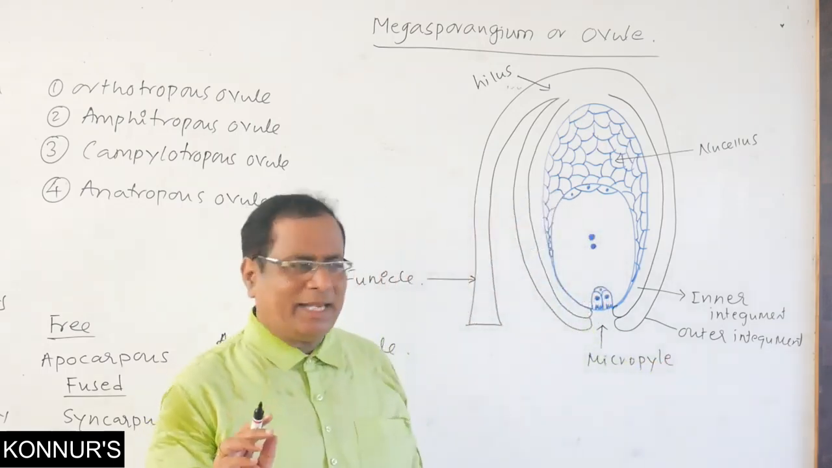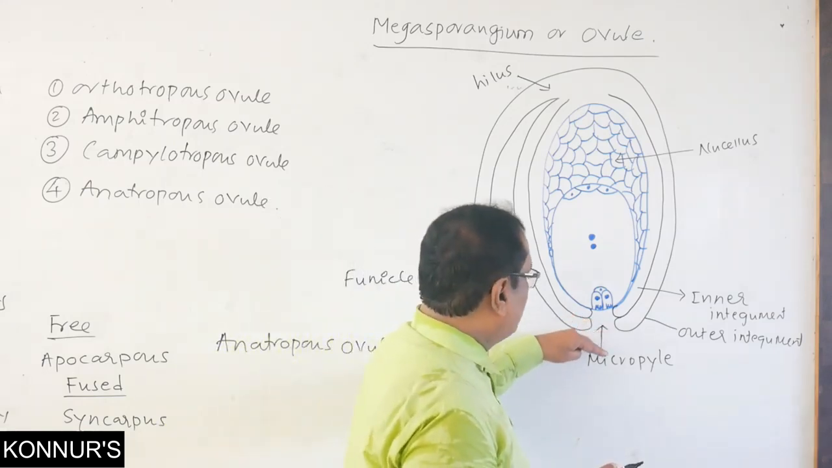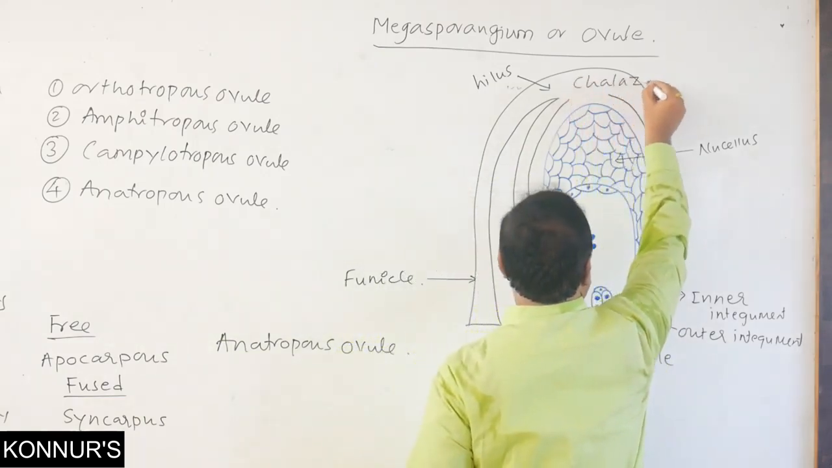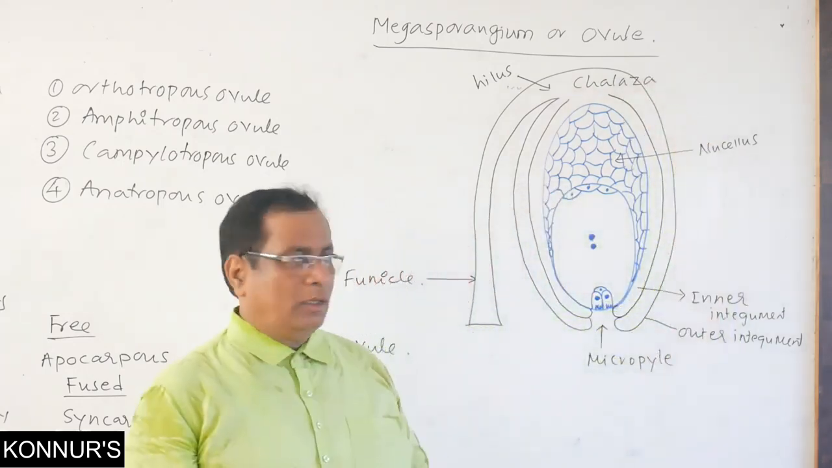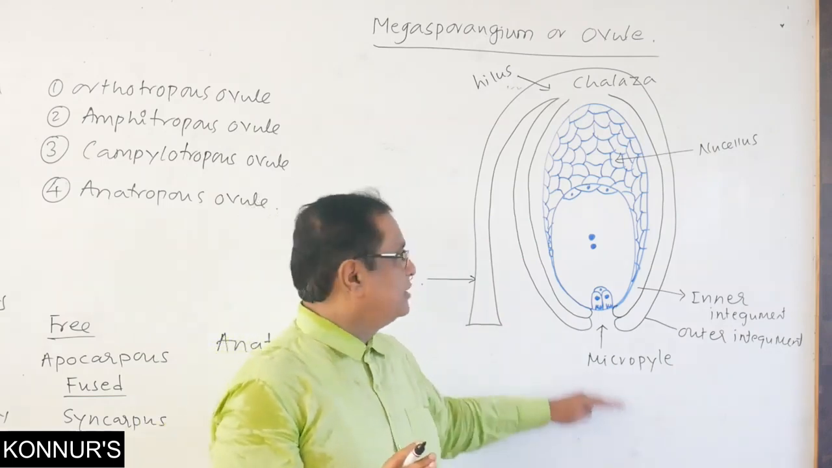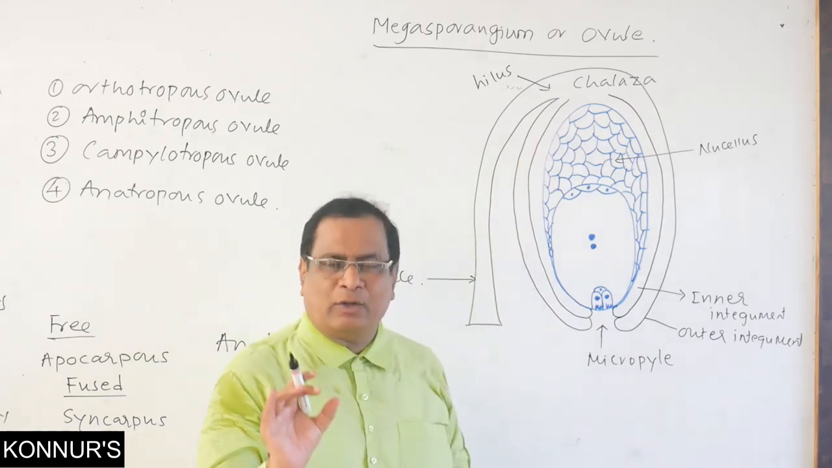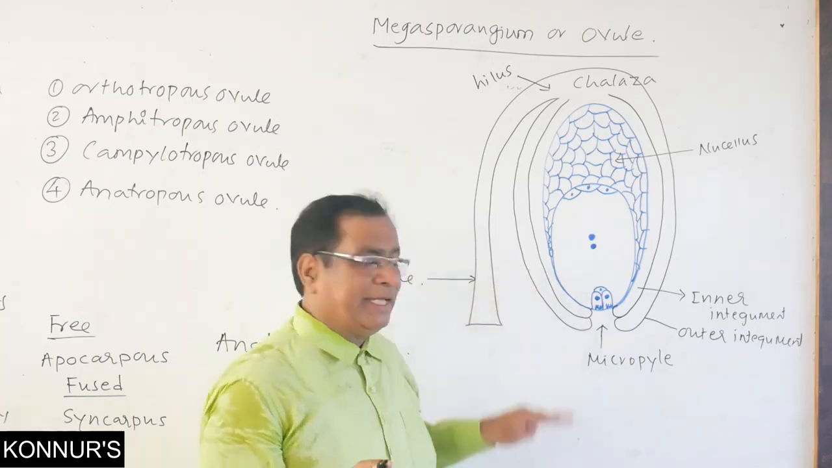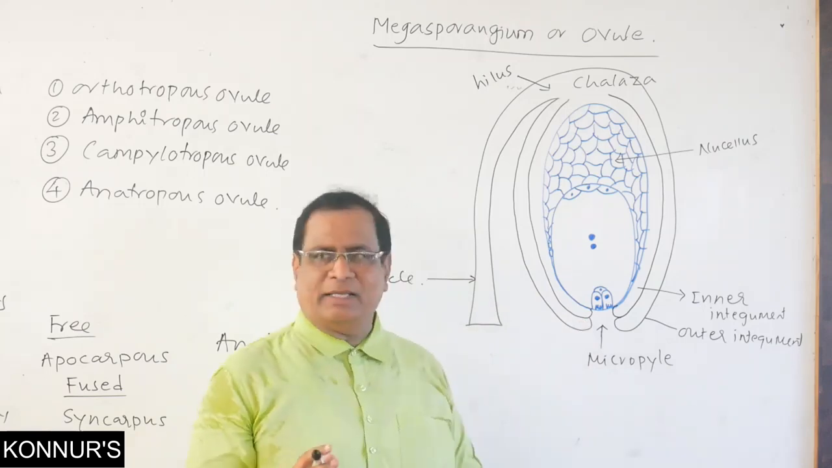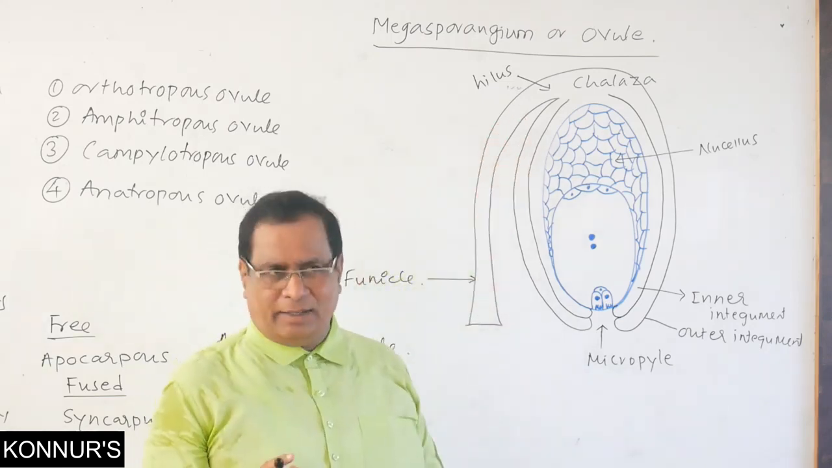That discontinuous area is named as micropyle. And opposite to the micropyle, this end is named as chalaza. It means in ovule we do have 2 ends, micropylar end and a chalazal end. Micropylar end where micropyle is there, both the integuments are interrupted, discontinuous. That part is named as micropyle. And opposite to this micropylar end is chalaza.